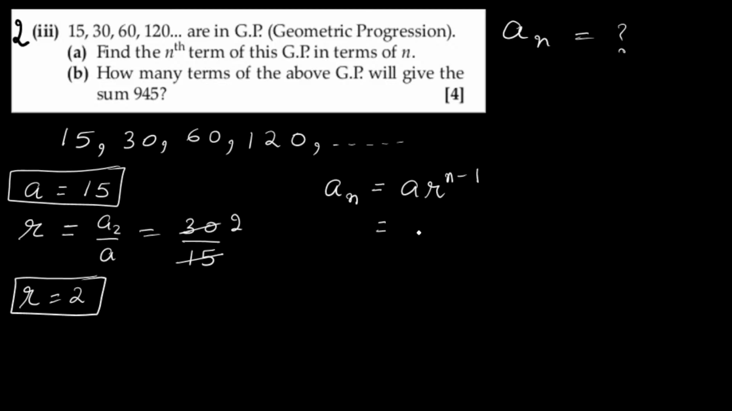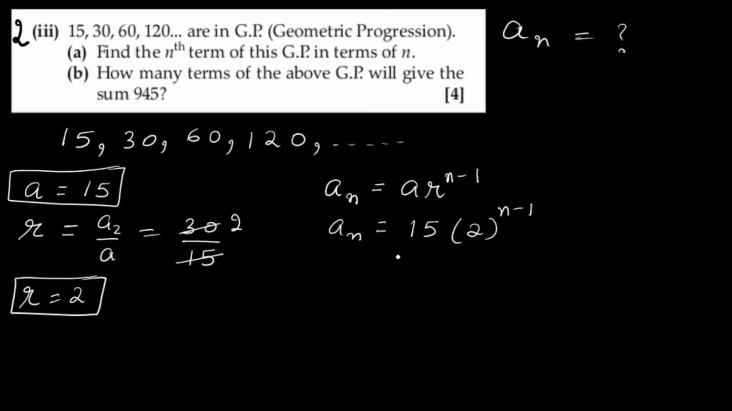So this is an. a is 15 and r is 2. I'm just going to substitute now. 15 into 2 to the power n minus 1. So this is an.